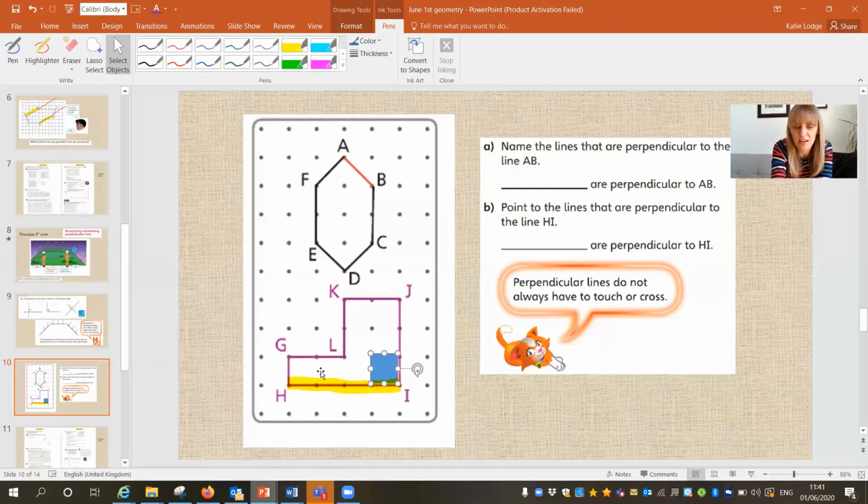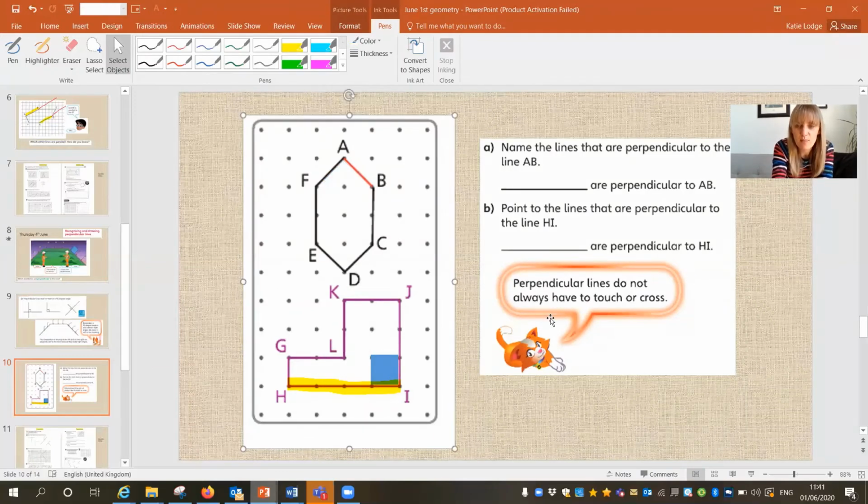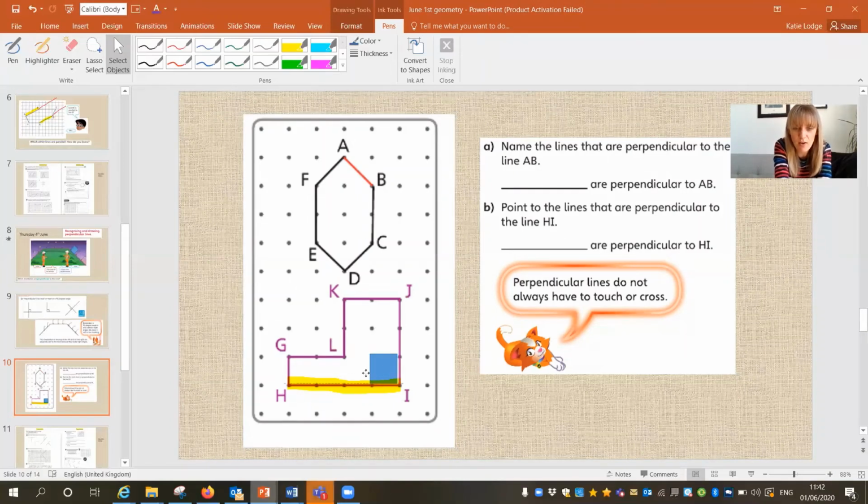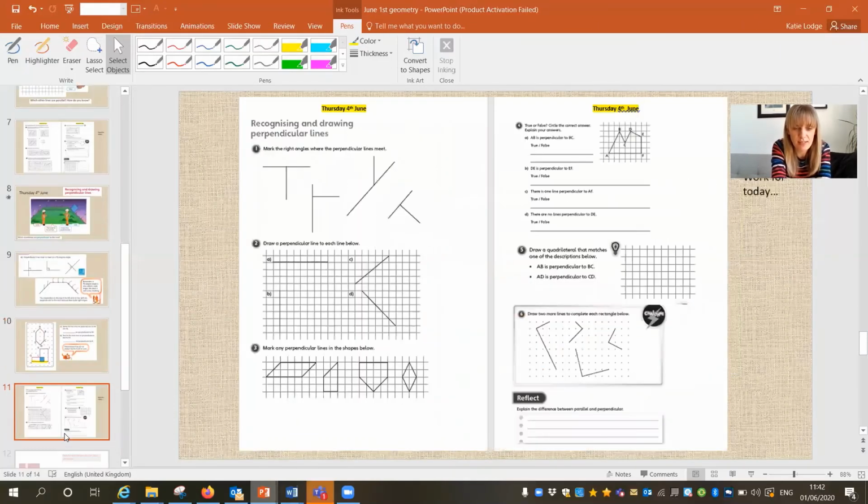Now it says here, perpendicular lines do not always have to touch or cross. I thought they did have to cross, to be perfectly honest, but sometimes some questions might say what any of the lines are, which ones of those are perpendicular to HI, which is what this one's saying. So can you see another line that might be perpendicular? If I was to bring my square over, look at line KL. That's definitely at 90 degrees to the line, isn't it? Because if I carried on drawing, it would meet at a right angle. So sometimes we just have to look out for what the question is asking of us.